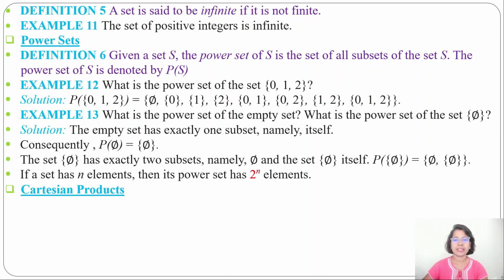In the previous lecture, I discussed the size of a set and the power set. Today, I will discuss the Cartesian product. Before the Cartesian product, first you need to understand what an ordered pair is.